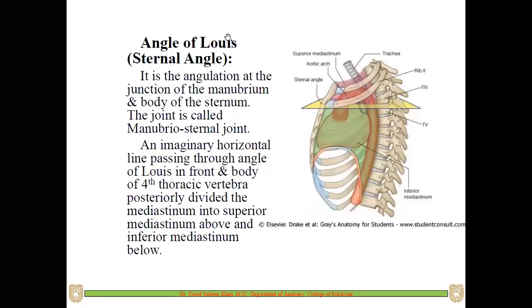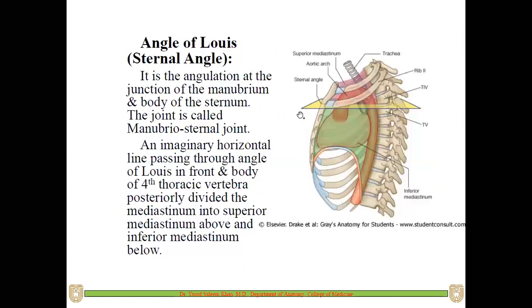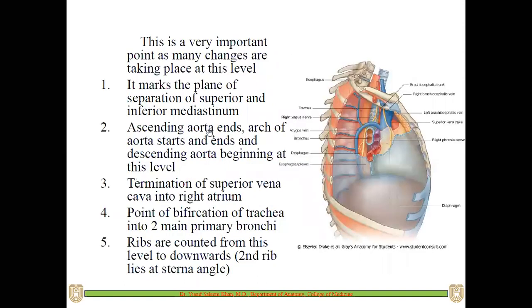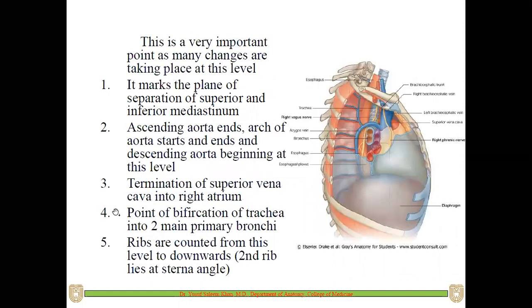Okay, so this is the importance of the sternal angle or the angle of Lewis. What are those? One, it marks the plane of separation of the superior and inferior mediastinum. As you can see here, this is divided into superior and inferior mediastinum. Then the ascending aorta ends, the arch of aorta begins and ends here, and the descending aorta begins here. Then termination of the superior vena cava: the superior vena cava ends into the right atrium at the same level. Bifurcation of the trachea into right and left primary bronchi at the same level.